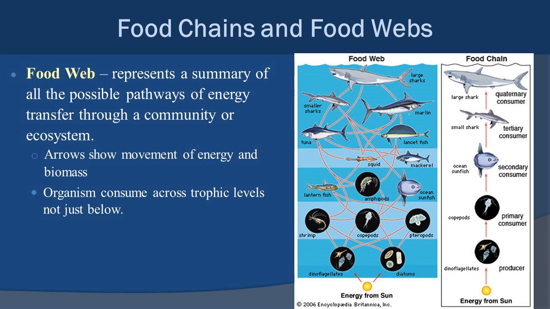So organisms, though, consume across these levels. Sometimes you might have an organism in a second level feeding on a third level or a first level. They can do both. So things can get a little hairy on that level. But food webs by far give us a much better idea of what's going on in an ecosystem.